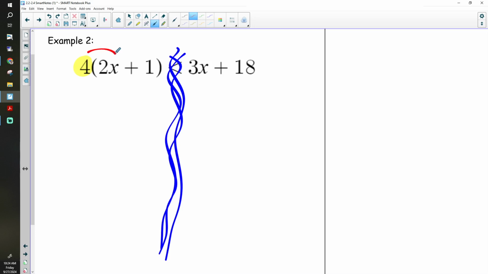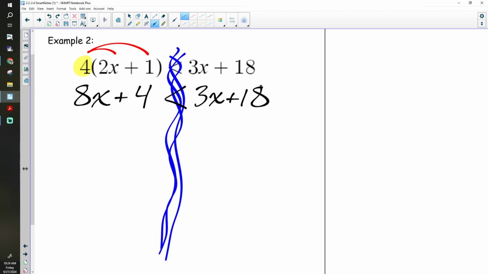Okay, the 4 gets distributed. Did everyone distribute your 4? 4 times 2x is 8x. Beautiful. 4 times 1 is 4. Good work. Did our alligator sign flip? No, it did not. Drop down to 3x plus 18. Oh, no, we got it.